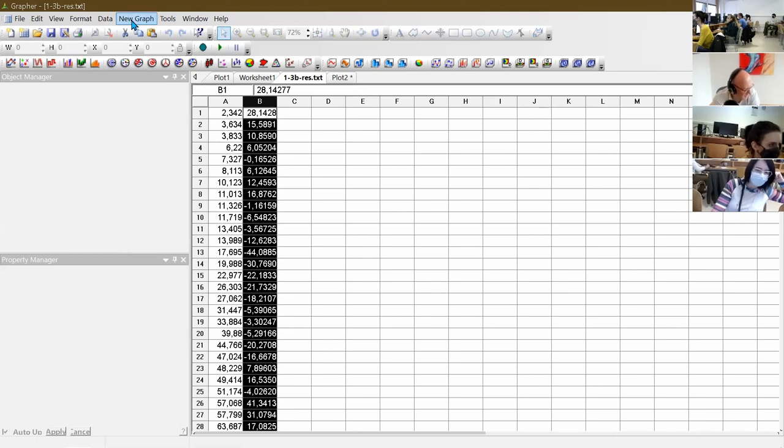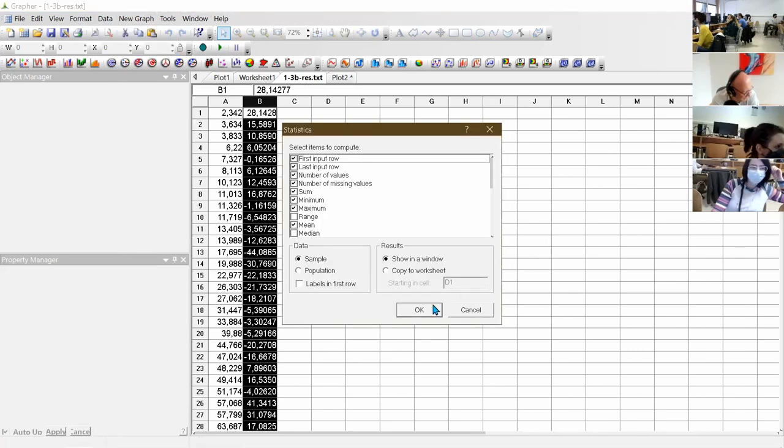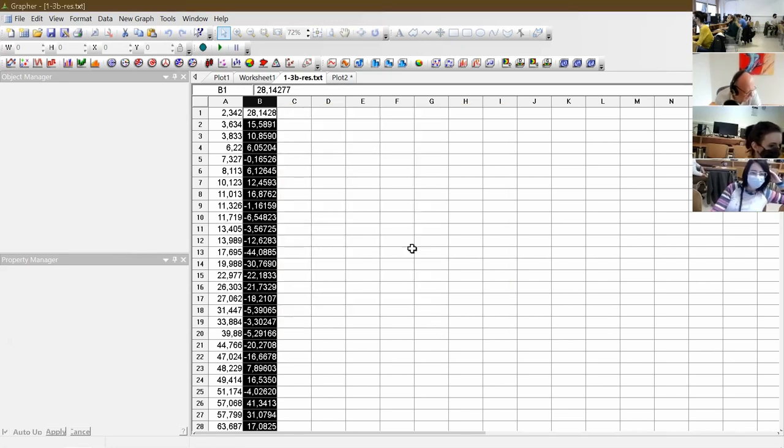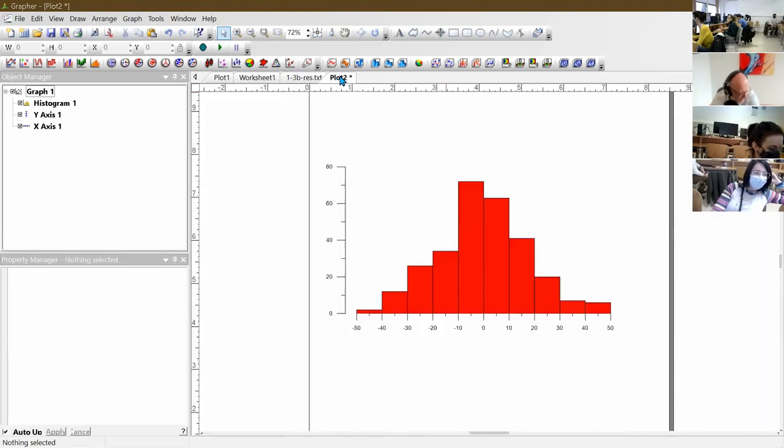Okay, now this stuff here, the statistics for that. Minimum is minus 44.088 and maximum is 48.4087. Okay, I go back to the plot. And you see that Grafa did not take the minimum and the maximum. Therefore, I'm not completely happy. But it is okay for the moment.